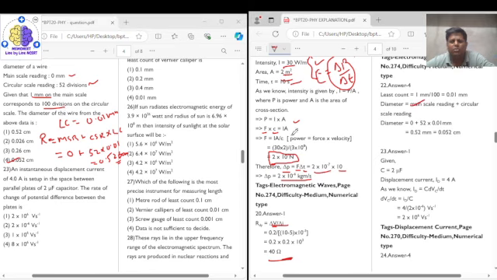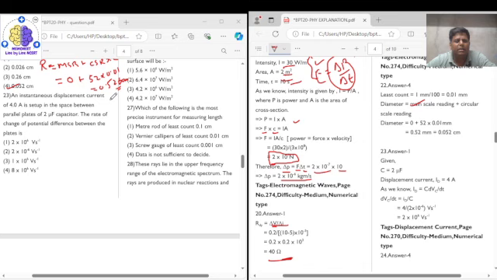Yes, it's option 4. Next, coming to question number 23: an instantaneous displacement current of 4 ampere is set up in the space between the parallel plates of a 2 microfarad capacitor. The rate of change of potential difference between the plates is, again the same thing, displacement current I D is equal to C into dV by dt. They have given that this displacement current is 4 and C is 2 into 10 to the power of minus 6, and we have to calculate dV by dt.